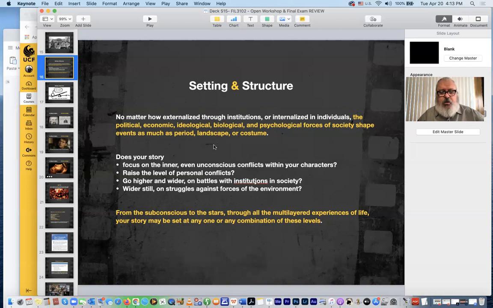Does it focus on the inner as well as the unconscious outer conflicts that your characters are facing? Are you raising the level of personal conflict? Can you go higher or wider with your characters, particularly in things like battles or institutions in society? Can you look wider still on struggles against forces between man and the environment, for instance? From the subconscious to the stars, through all the multi-layered experiences of life, your story may be set at any one or combination of these levels.